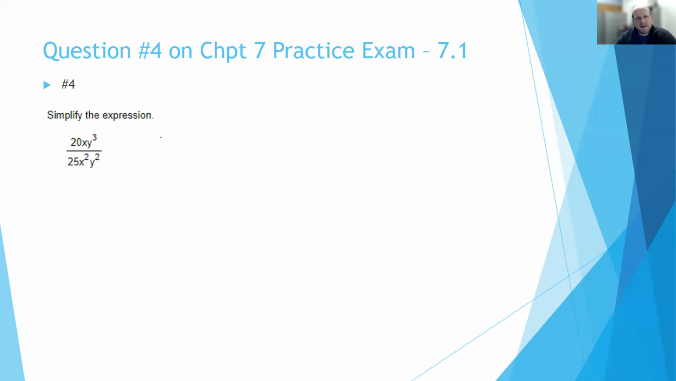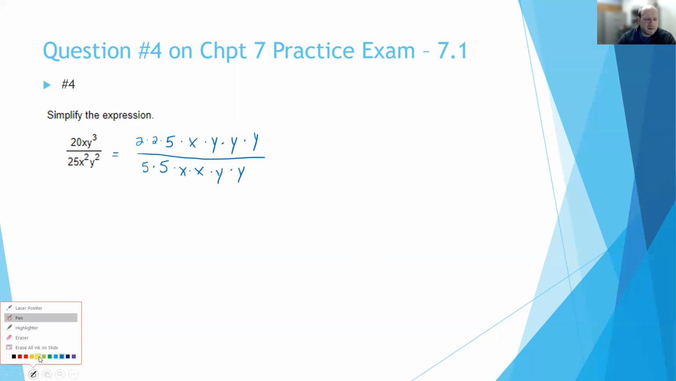Number 4 here on your practice exam says to simplify the expression. So we have 20 times x times y to the third over 25x squared y squared. One method that I used when I was simplifying these is I broke these down into all multiplication and then canceled. I can break down 20 into something like 2 times 2 times 5. That's called the product of primes. And then we have the times x times y cubed, which is y times y times y. And on your denominator, 25 breaks down into 5 times 5. X squared is x times x. And then y squared is y times y.